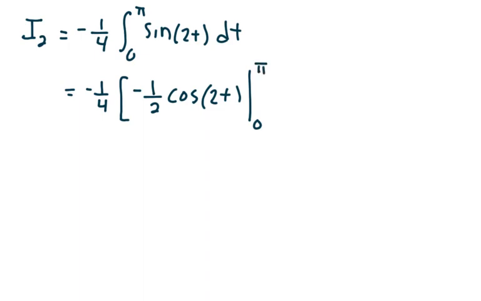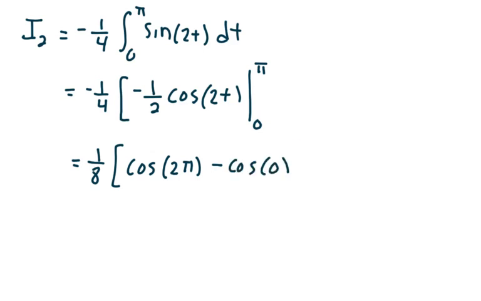And remember, negative 1/4 times negative 1/2 is 1/8, right? And so we get 1/8 times cosine of 2 pi minus cosine of 0. Well, that's equal to 0, interestingly. Okay? I'll leave it at that. Yeah, so that's equal to 0.